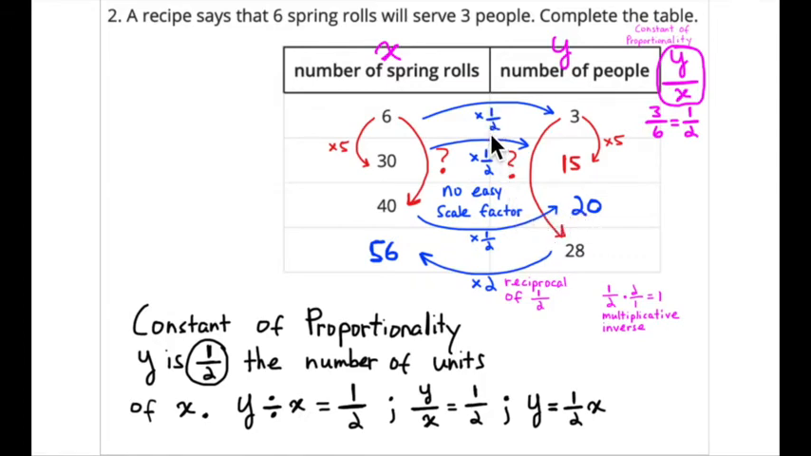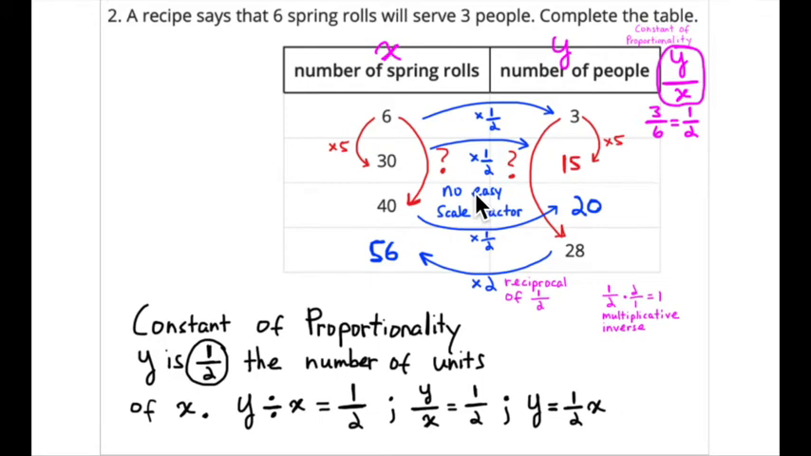So notice that I can use a constant of proportionality, which is 1/2, but the scale factors are not easy to come by. To go from 6 to 30, it is a scale factor of 5. 6 times 5 is 30. 3 times 5 is 15. But to go from 6 to 40 or 30 to 40, there's no easy scale factor to use. To go from 3 to 28, no easy scale factor. 15 to 28, 20 to 28, there's nothing that really works easily. But you can always use the constant of proportionality.